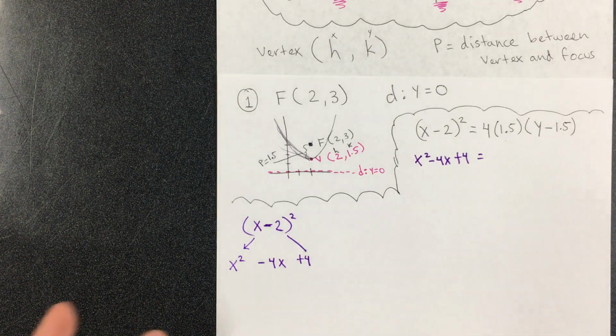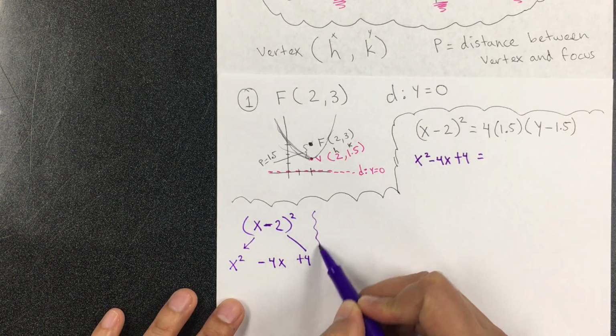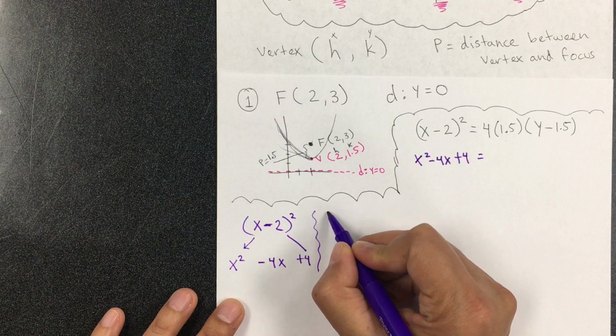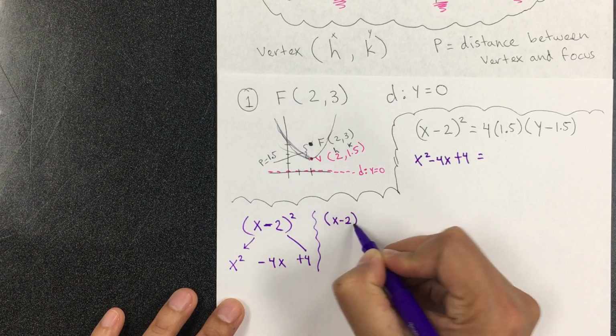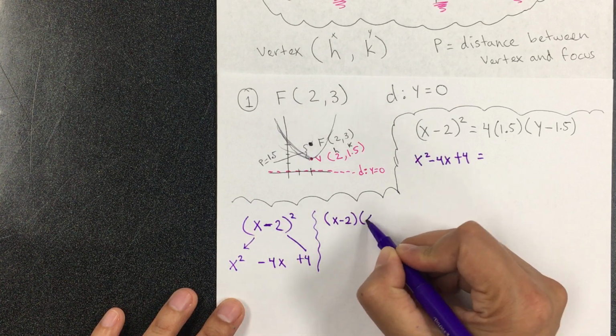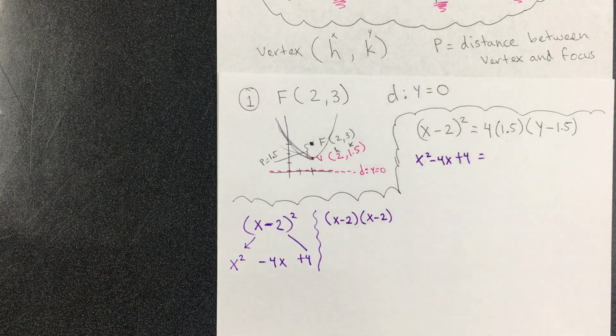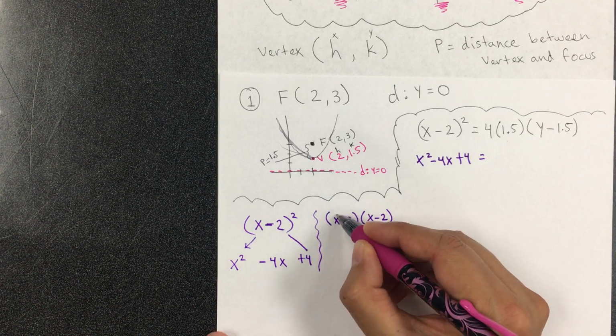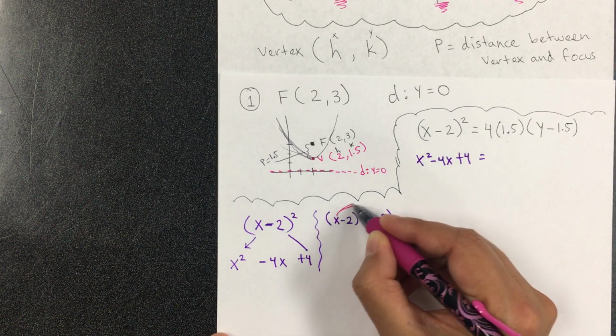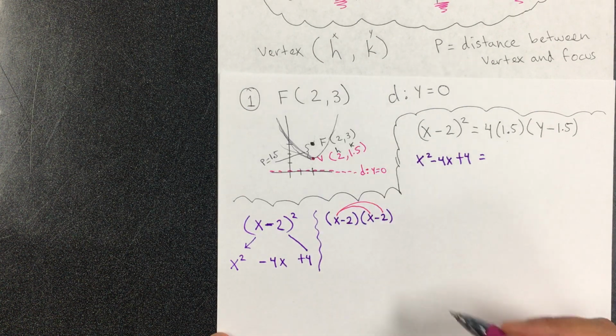If you don't remember that, you might remember the other method, which is (x minus 2) squared means multiply it by itself two times. And so you're going to be doing double distributive property. So x times x and x times negative 2.